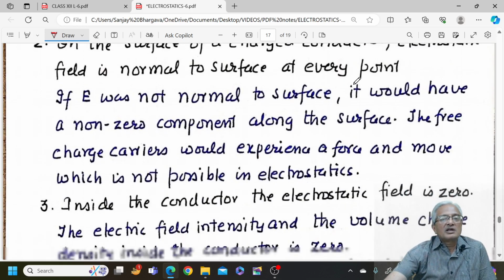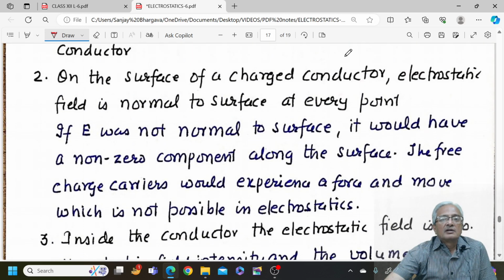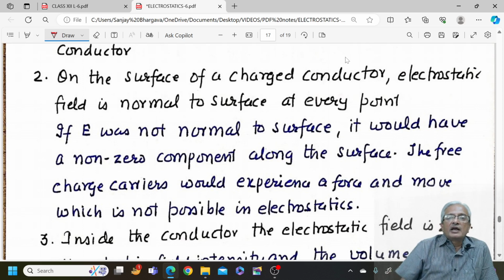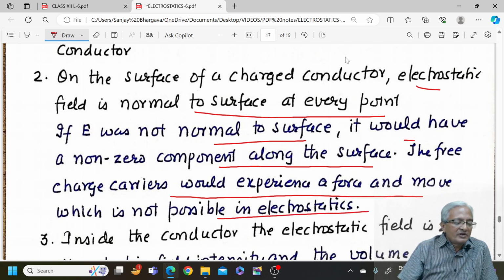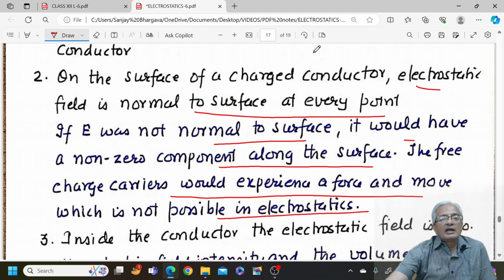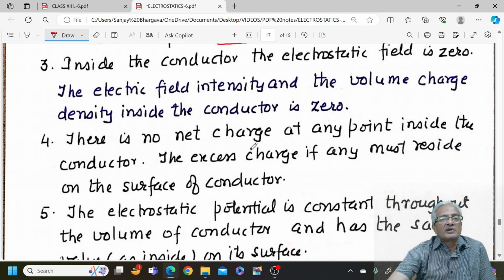Then on the surface of a charged conductor, what we find is the electrostatic field is normal to the surface at every point. If E was not normal, it would have a non-zero component along the surface. Then what will happen? The free electrons would experience a force and move, which is never possible in electrostatics. So how do we save ourselves? By having the electric field perpendicular to the surface.